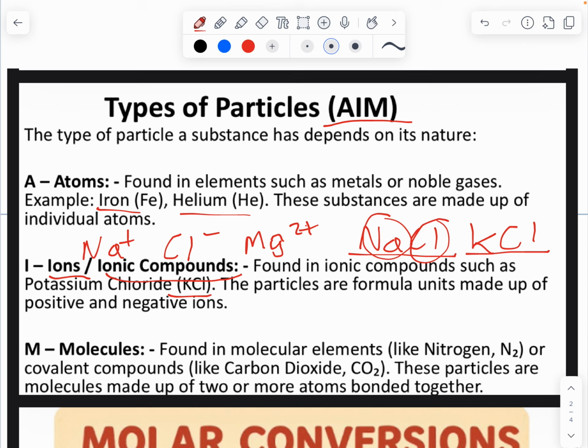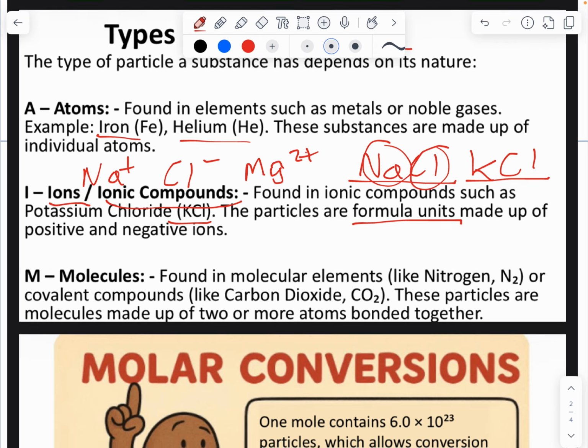Ionic compounds are also referred to as formula units. Just remember this, because sometimes you might see the word ions, you might see the words ionic compounds, and you might see the words formula units. You need to remember these terms.